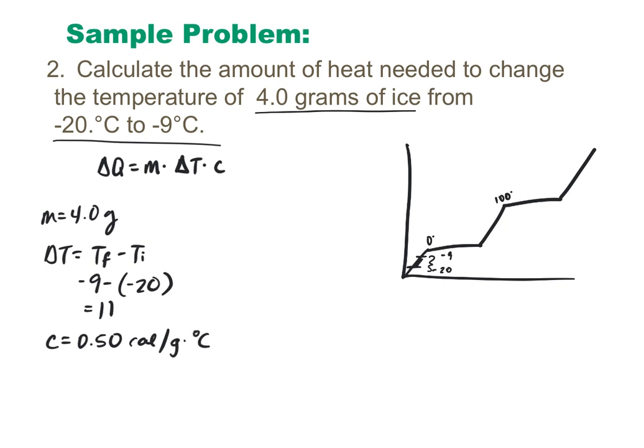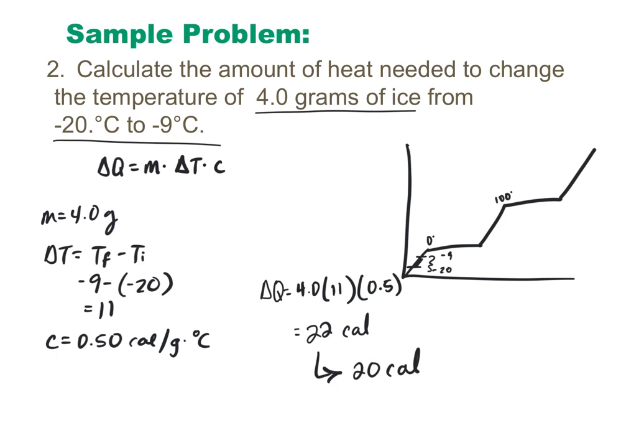So I'm going to plug all this in. Delta Q is equal to 4 times 11 times 0.5. This is equivalent to 22 calories. In correct sig figs, 20 cals. Okay? So again, I'm just going through and I'm breaking it up and determining how many calories that would require.